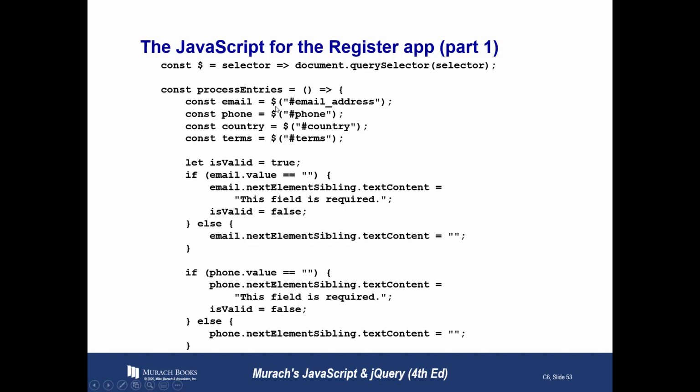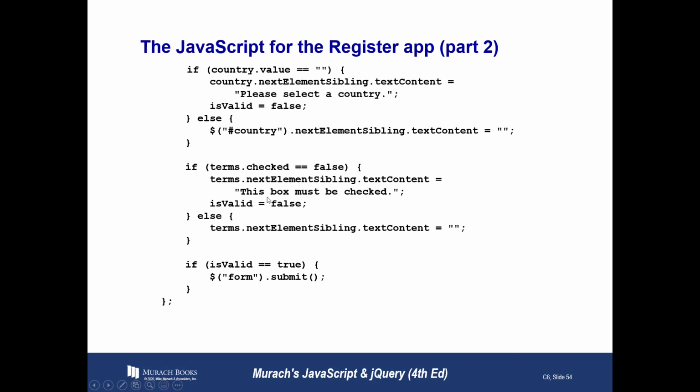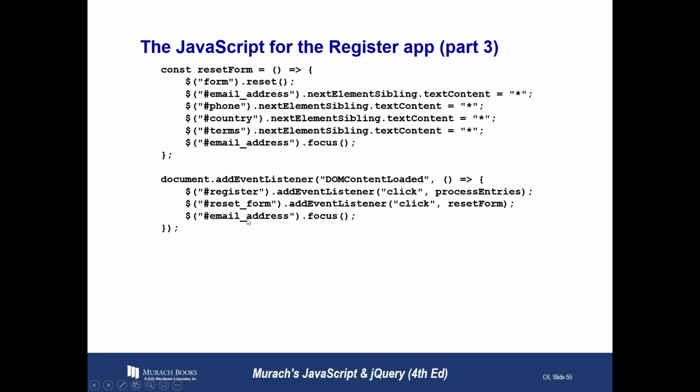All right, so what are we doing here? We're setting up, we're telling you to find the email address, the phone, the country, and the terms. We're setting them to variables of the same name. If there's nothing in there, you set the next sibling. So you set that what currently has the asterisk there to the field is required type of an idea. The box must be checked, etc.